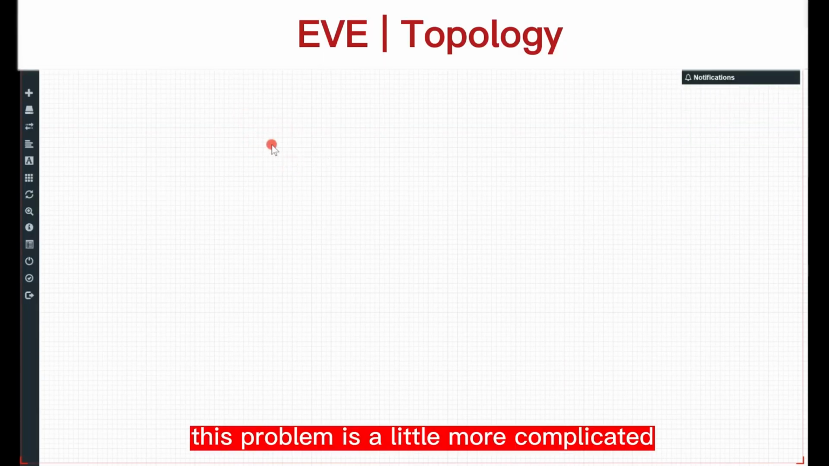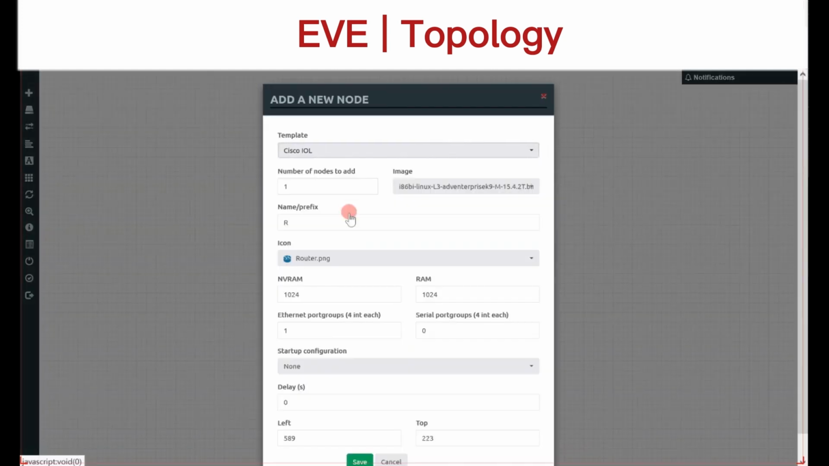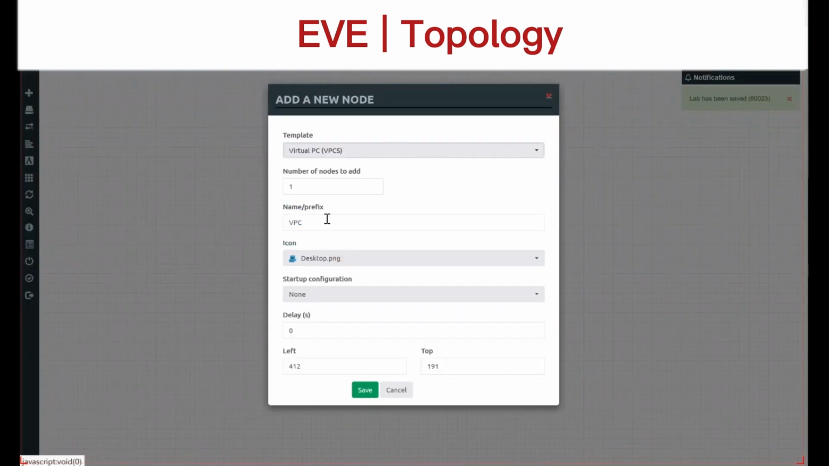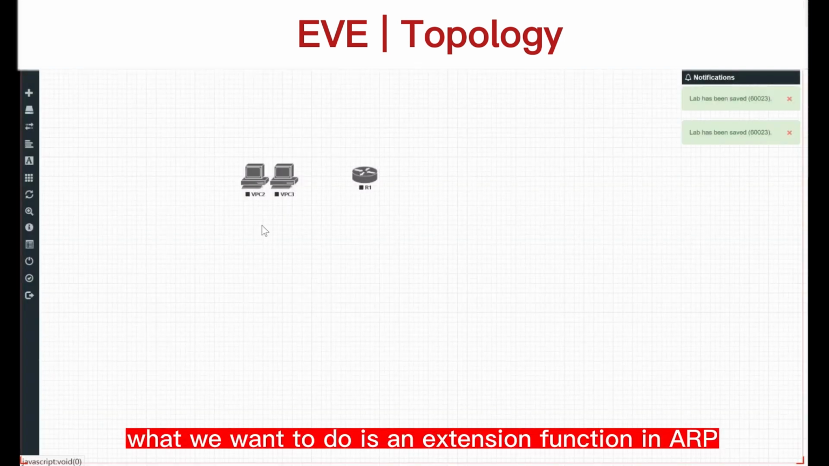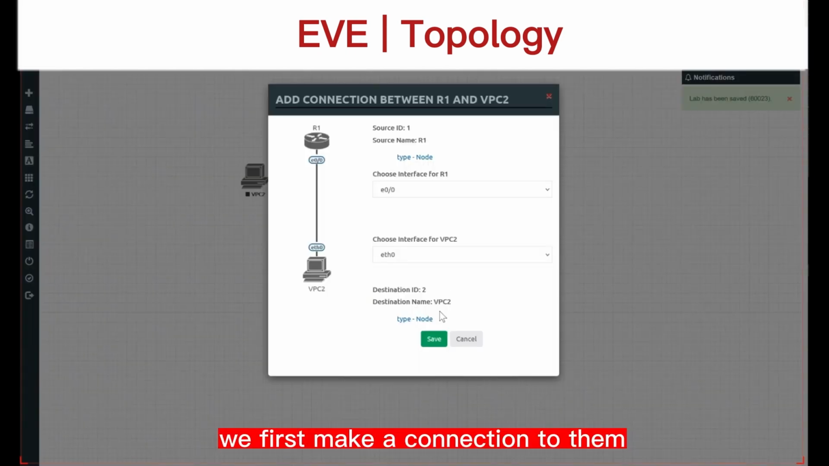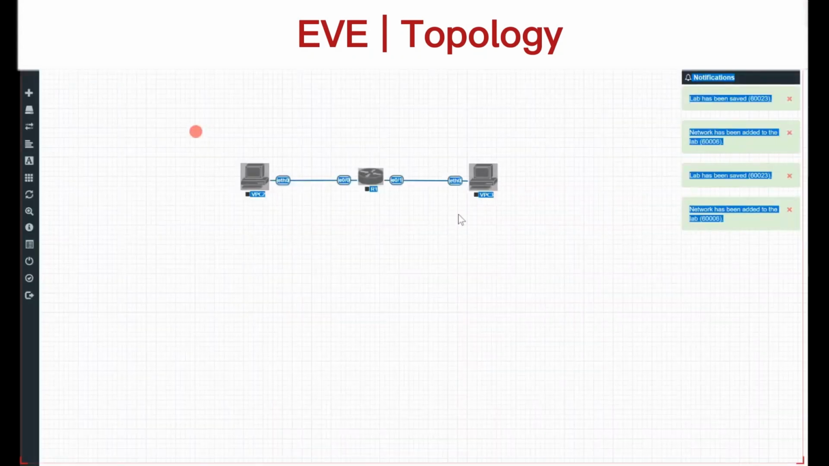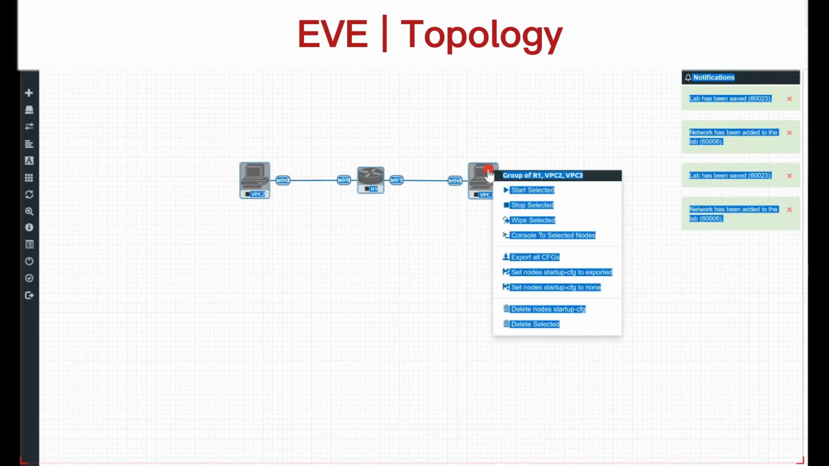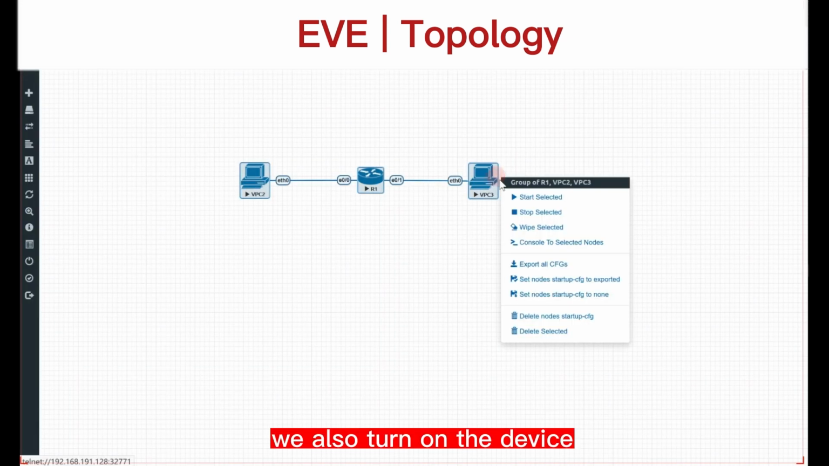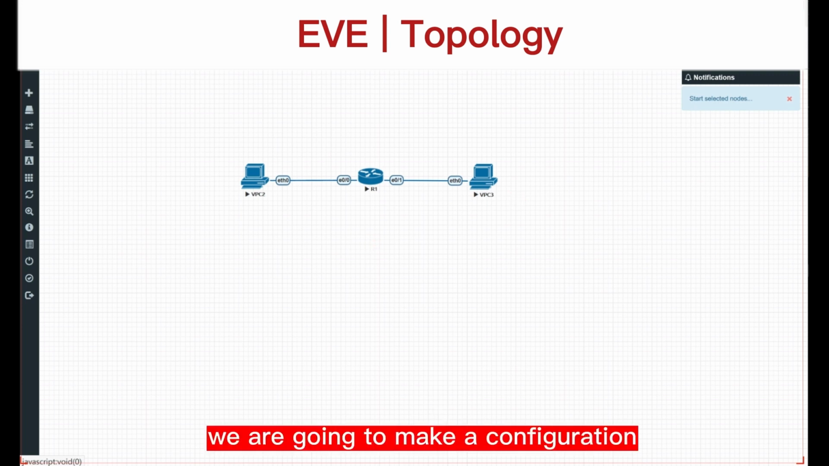This problem is a little more complicated. Let's add a few devices now. Add a router, then add two PCs. What we want to do is an extension function in ARP, Proxy ARP. We first make a connection to them. Relatively speaking, it starts up pretty fast. Let's refresh it to open it. We also turn on the device. After opening, we are going to make a configuration.